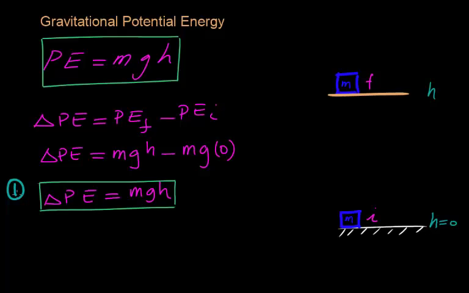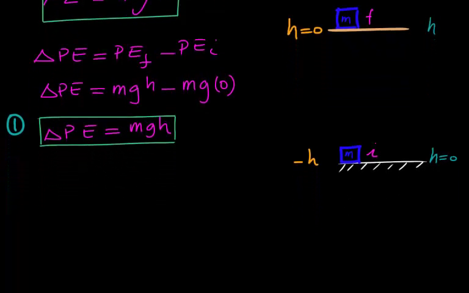Case number 2, I'm going to use the reference point of measurement, the height equals 0, to be the top of the table. h equals 0 is here, and therefore the ground in this case is going to be the negative h, because it's below the 0. Clear? Alright, let us evaluate the delta PE in this case. Delta PE equals PE final minus PE initial.